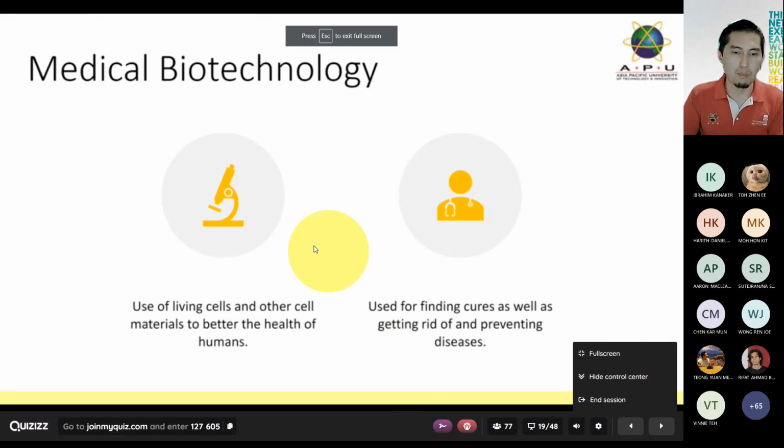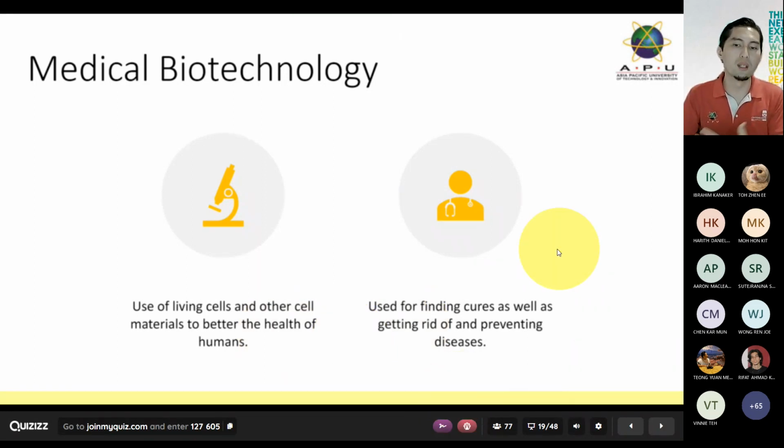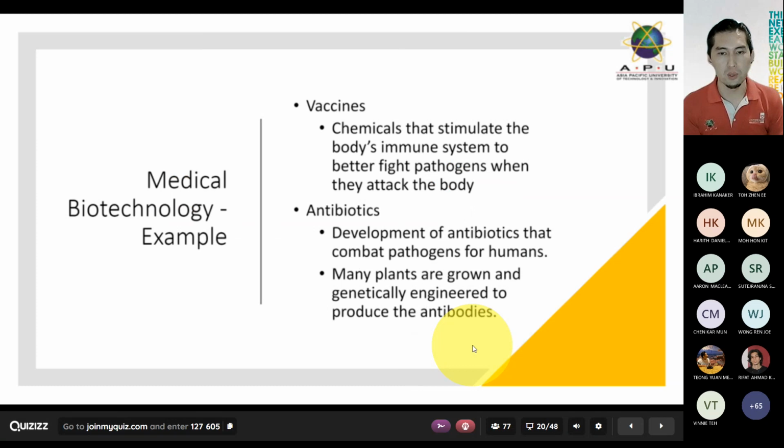But of course, it is for better health, which also includes finding cures and getting rid of and preventing diseases, which is something we as human beings have gone through, one plague after the other, one pandemic and endemic after the other, to then get rid of a lot of these diseases that are affecting us. The two most popular examples are, of course, vaccines and also antibiotics.